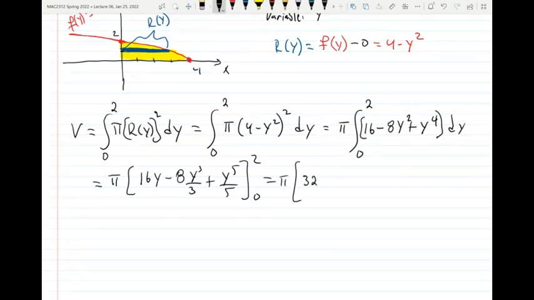So it's going to be 32 minus, so 2 cubed is 8 times 8 is 64, so it will be 64 over 3 plus 2 to the 5, that's 32, so 32 over 5. That's what we get when we plug in 2, and then when we plug in 0, everything has a y, so we have 0.